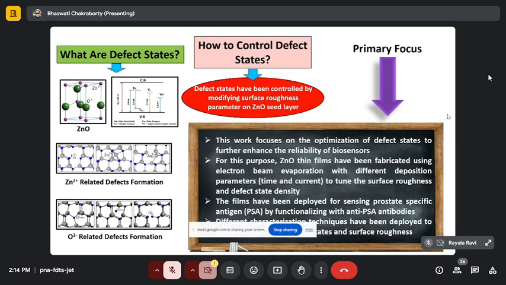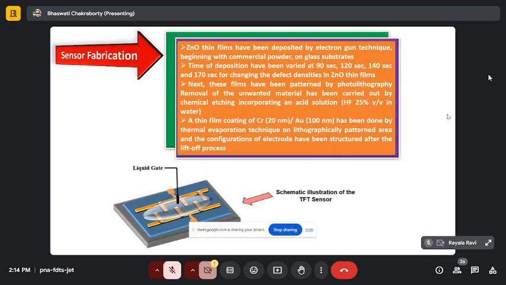This was realized using zinc oxide thin film deposition by the electron beam deposition technique. Here we varied two parameters. The first was the current which we used. And apart from that, the deposition time, which is the primary parameter varied here, was varied from 90 seconds to 120 seconds to 140 seconds to 170 seconds. So there were four batches of sensors which we realized.